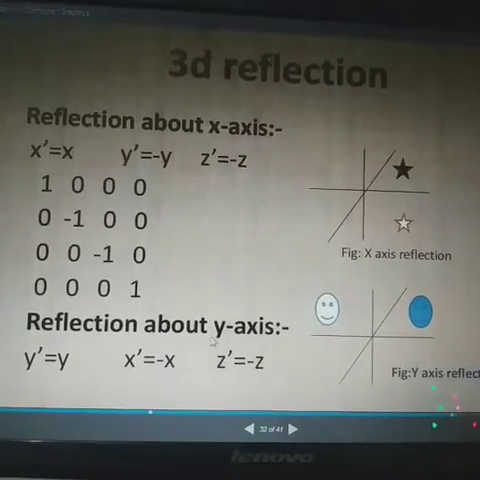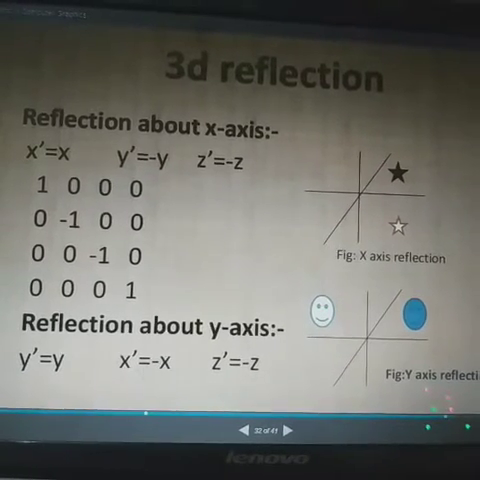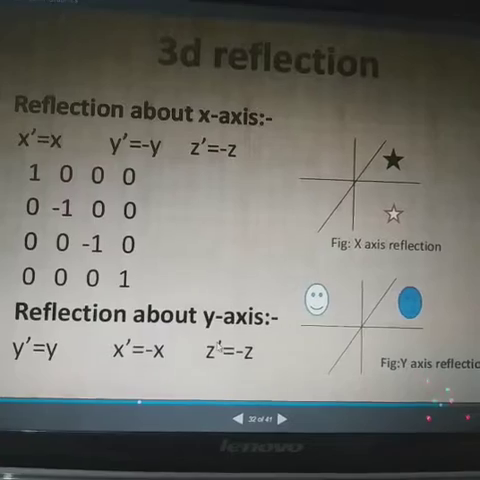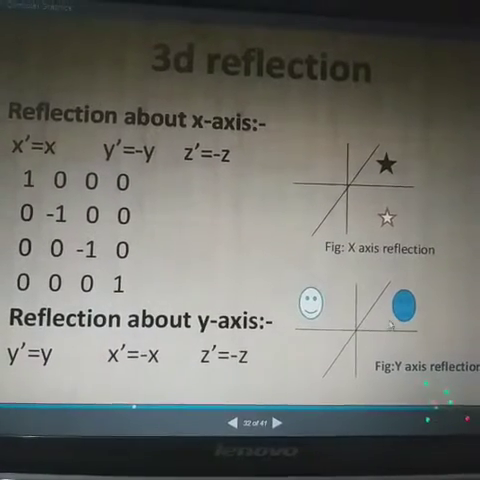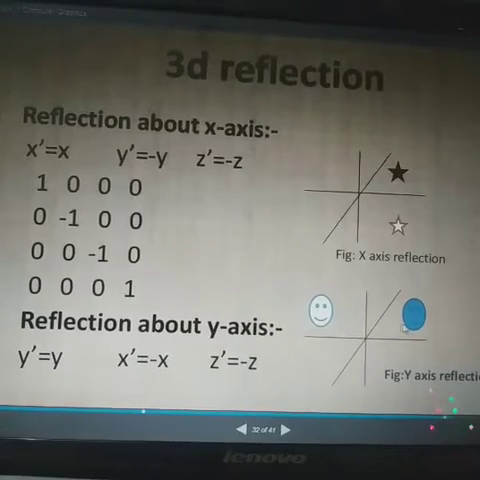So reflection about the y-axis means y remains positive, x and z are negative. Clear? This is the reflection about the y-axis.